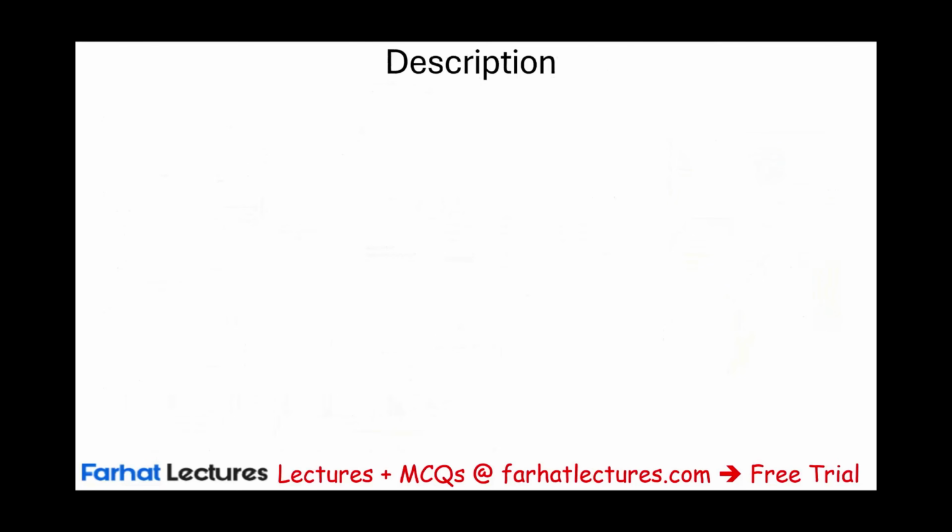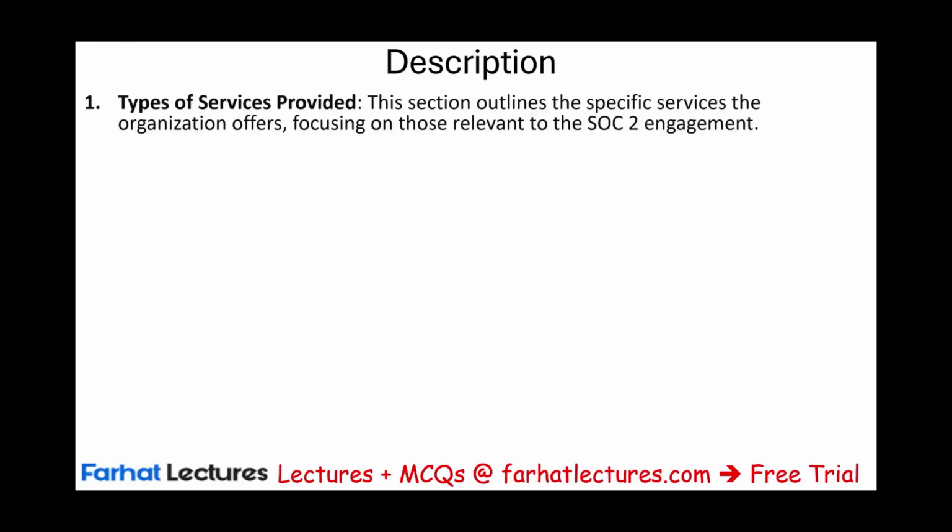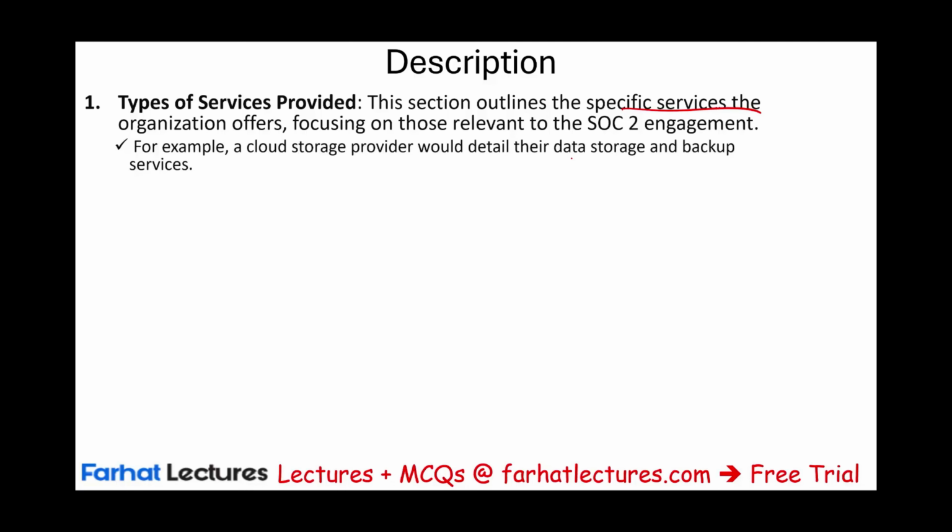Now, let's take a look at specific items that you would see in this description. First, it's the type of services provided, and this is very similar to SOC 1. What are you really offering? What type of service are you offering? This section outlines the specific services the organization offers, focusing on those relevant to the SOC 2 engagement. For example, a cloud storage provider would detail their data storage and backup services. They will tell you about their services.